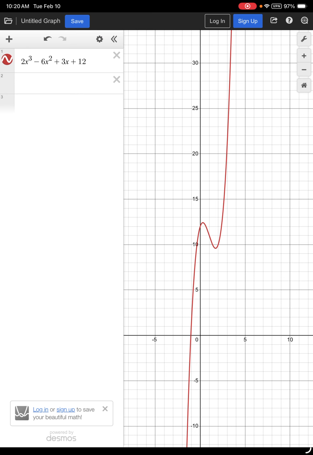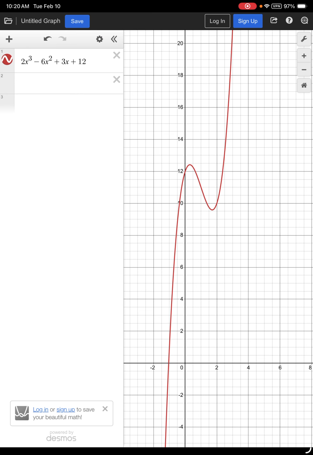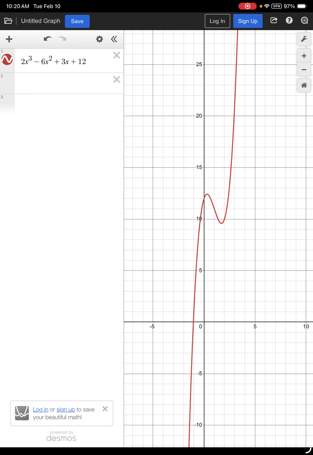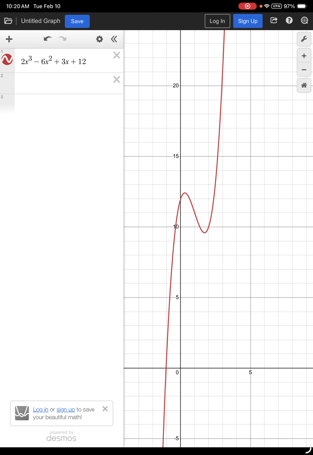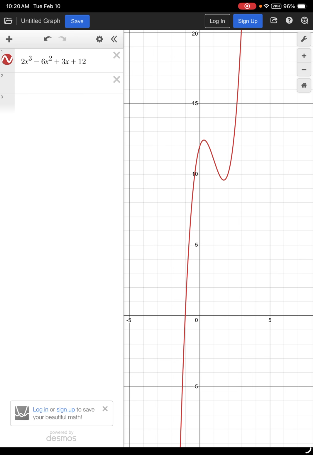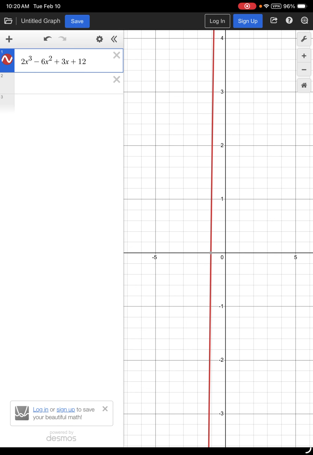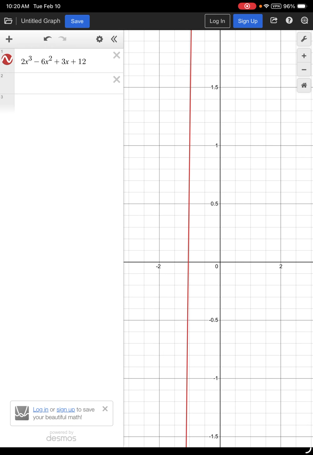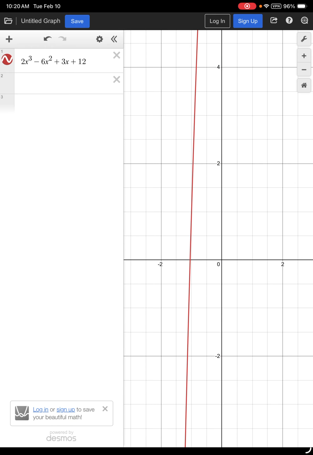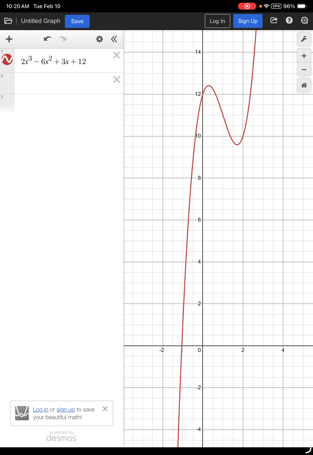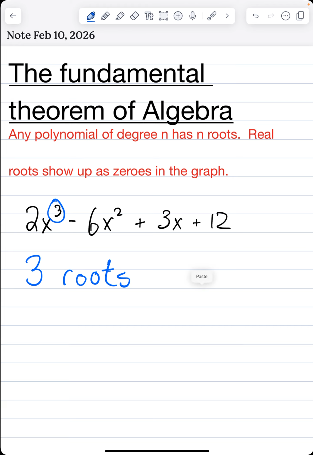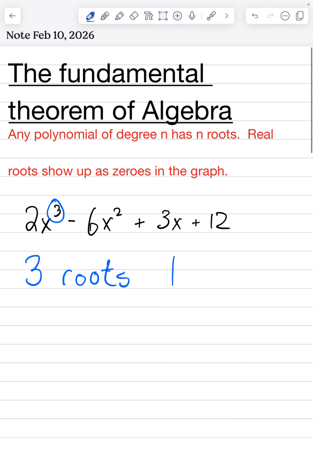So let's take a look at this graph. I have 2x cubed minus 6x squared plus 3x plus 12. Even if I zoom out in the graph, as you can see, this graph only hits the x-intercept one time over here, right? Almost a -1. Not quite, but almost a -1 hits the x-intercept. So that's one real zero. So I can say this has one real zero.